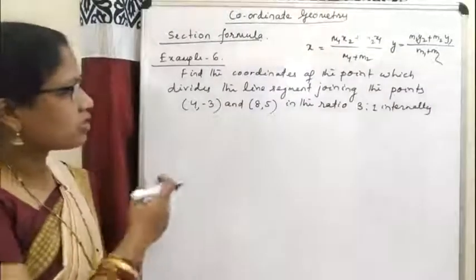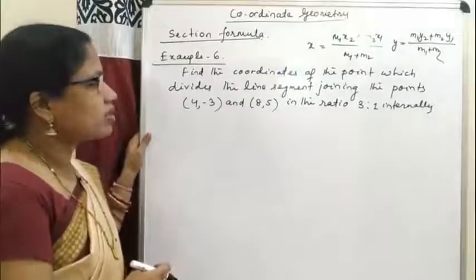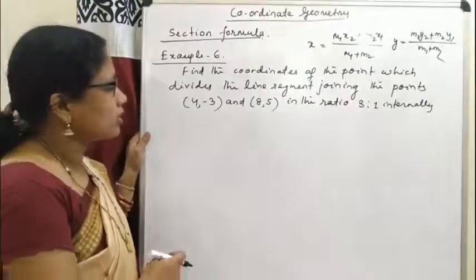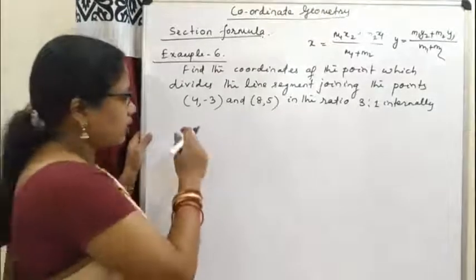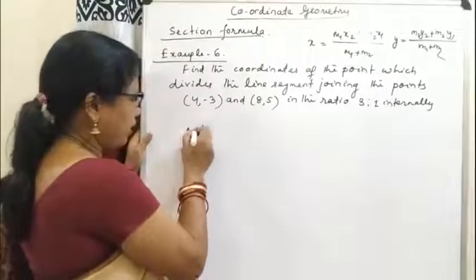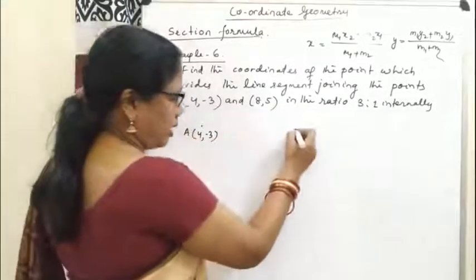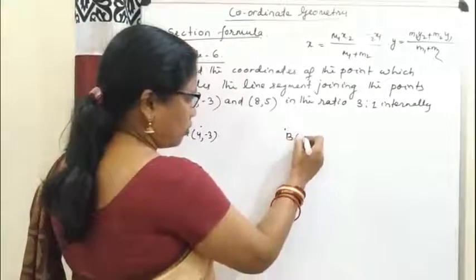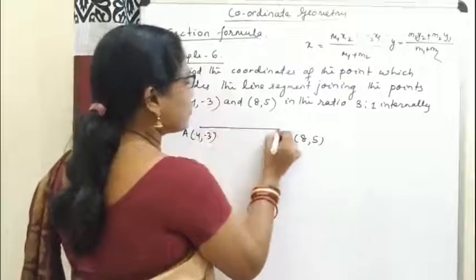Let us discuss example 6. Find the coordinates of the point which divides the line segment joining the points (4, -3) and (8, 5). So let A be (4, -3), the coordinates of A, and B have the coordinates (8, 5). So the line joining AB is like this.